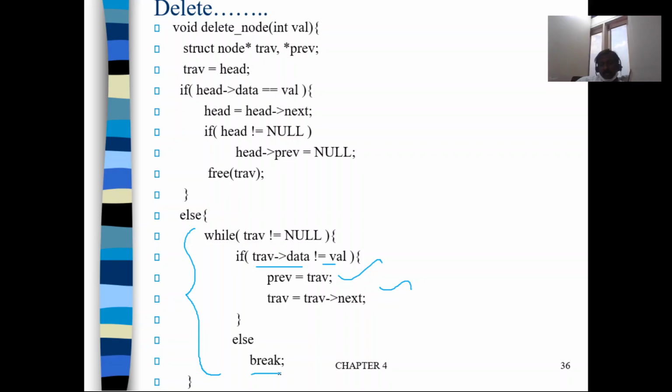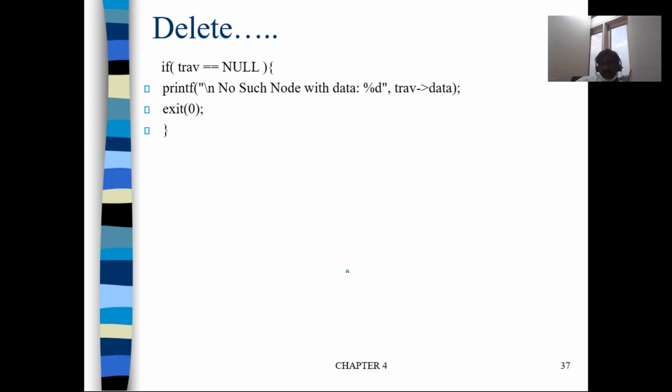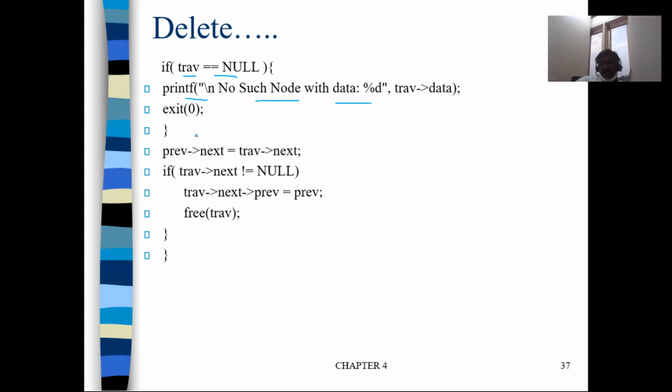You break. But the control comes out of the while loop for two reasons. Either you traverse throughout the list and you are unable to find a node whose data is equal to val, or you have found the node whose data is equal to val which is to be deleted. So we have to find out why it has come out. First we check if traverse is equal to null. If traverse is null immediately after coming out of the while loop, it means you have traversed the whole linked list but couldn't find a node whose data part matches val. In that case we say there is no such node and we exit. Otherwise we have to perform the deletion.